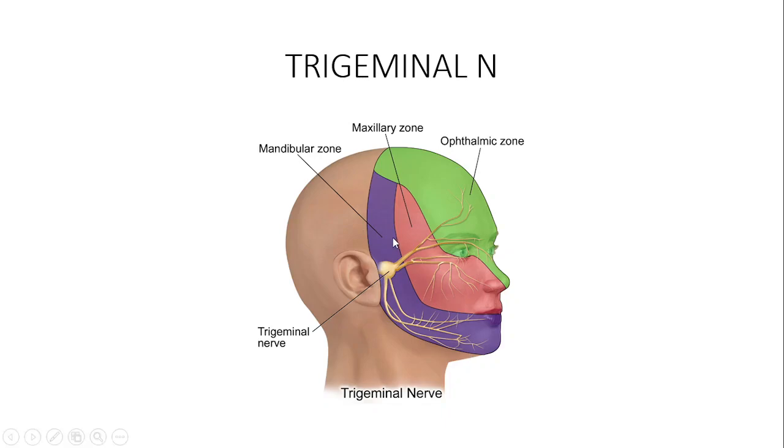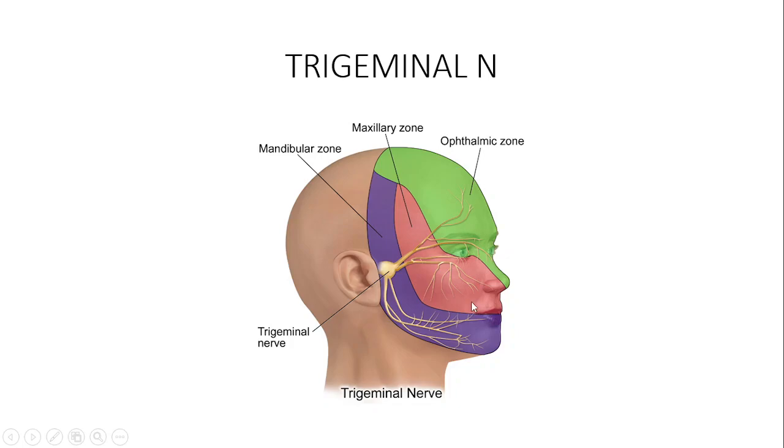Now, its sensory function, it gives sensory innervation to the outer ear. It also gives sensation to the mucous membrane and floor of the buccal cavity. Alright. It also gives sensation to anterior two-thirds of the tongue, the sensation that we get from the anterior two-thirds of the tongue.